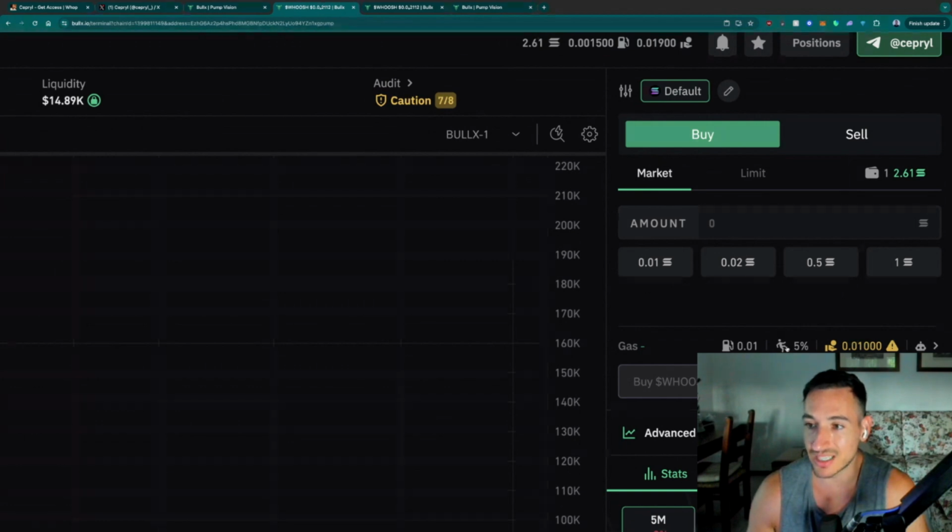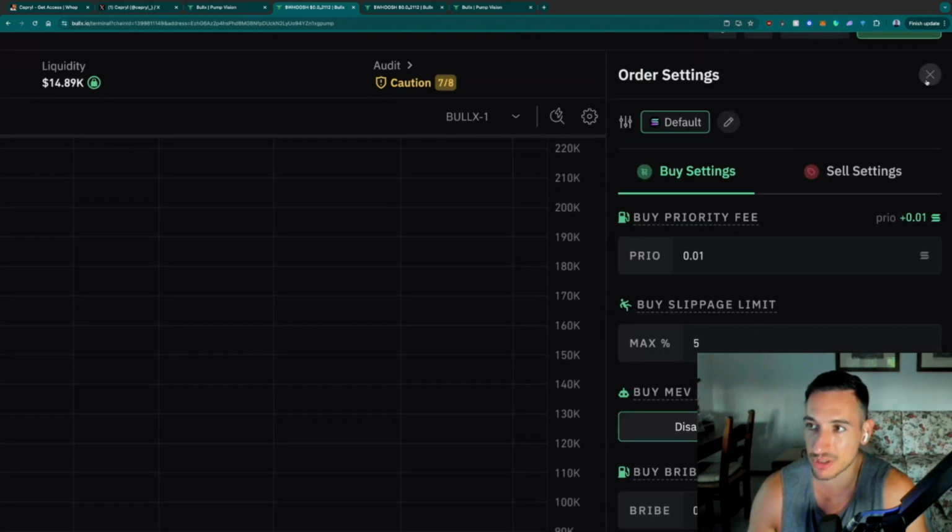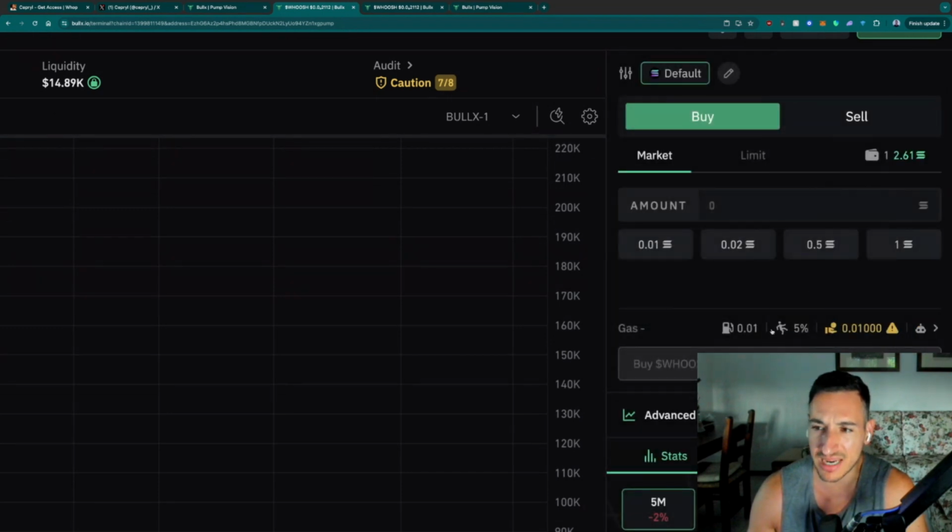You can set the slippage, so I would recommend that you guys set the slippage. Right now, I've set it at 5%. I could set it higher. Some people like to set it higher, some people like to put it at 1%. I like 5%, and that's pretty much what I use.